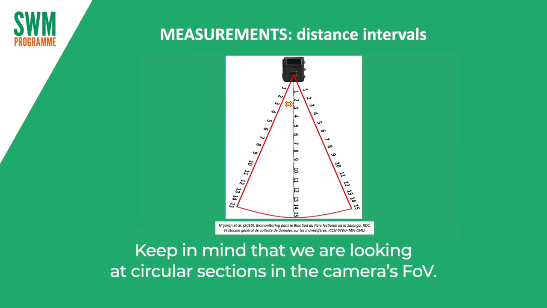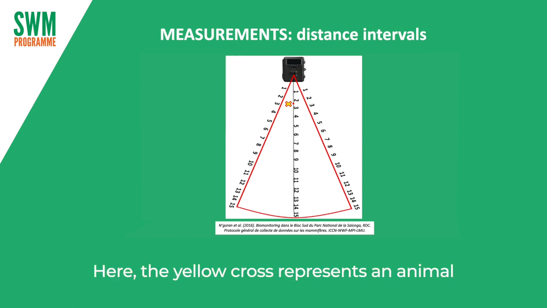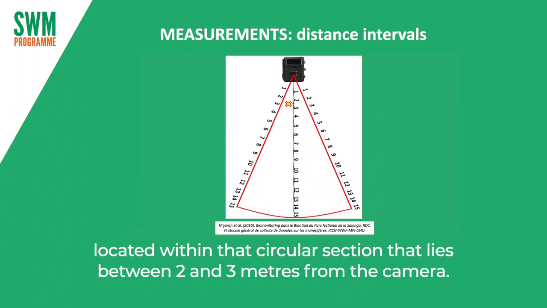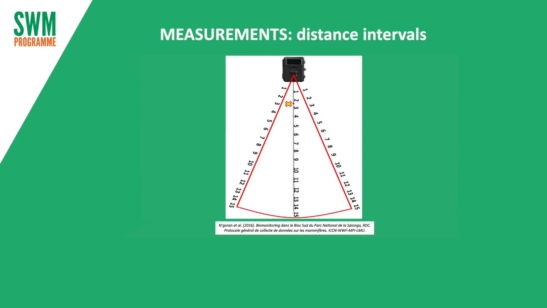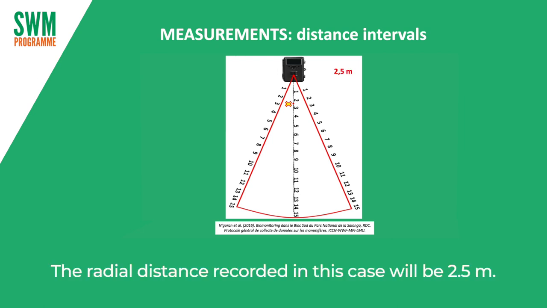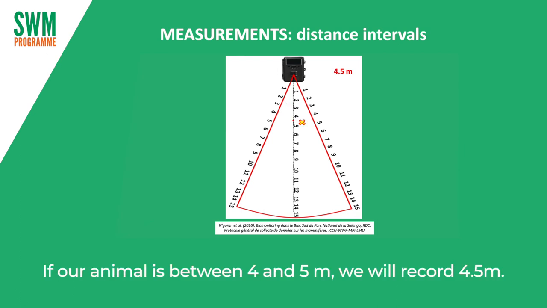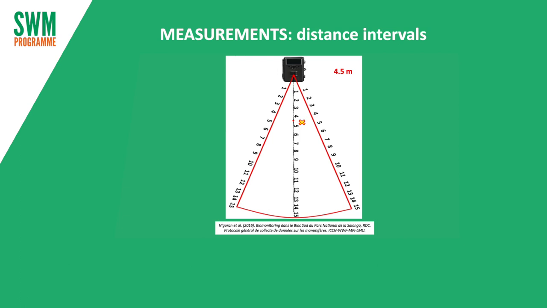Keep in mind that we are looking at circular sections in the camera's field of view. Here, the yellow cross represents an animal located within the circular section that lies between 2 and 3 meters from the camera. The radial distance recorded in this case will be 2.5 meters. If our animal is between 4 and 5 meters, we will record 4.5 meters.